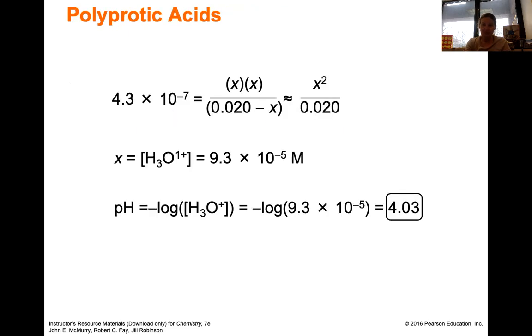Oops. Guess they are not going to have you confirm it. There'll be problems in the book where you'll confirm it, and we can do one in class too, where if you look at the second proton coming off, you will see that barely any come off compared to 9.3 times 10 to the minus 5. So the pH for a polyprotic acid will always depend on the first Ka. That's the most important source of hydronium.